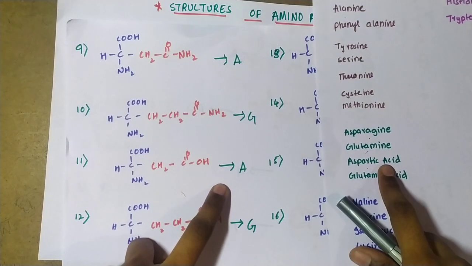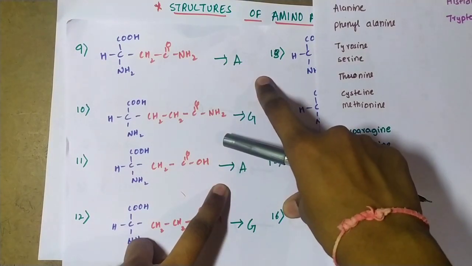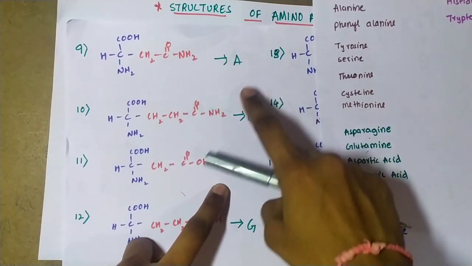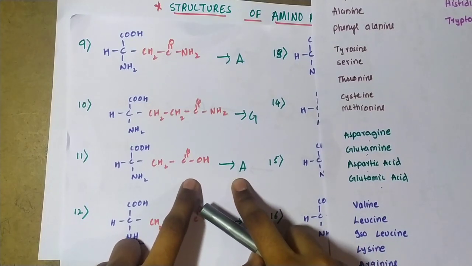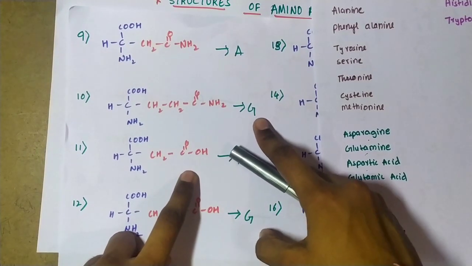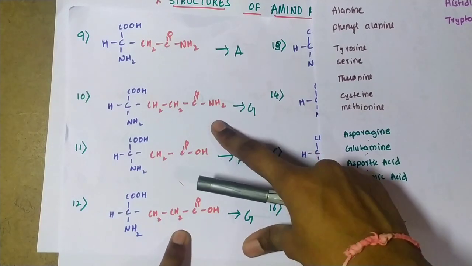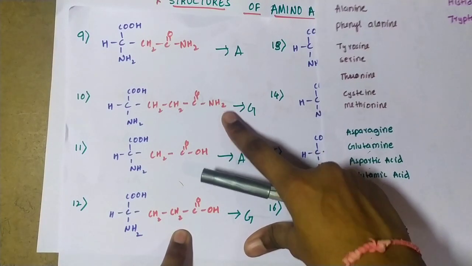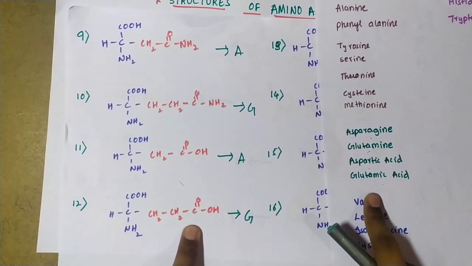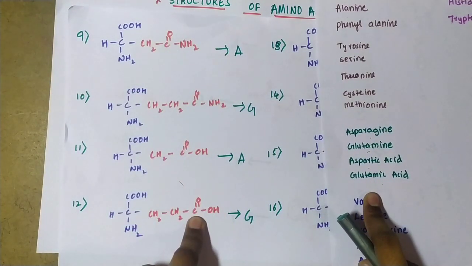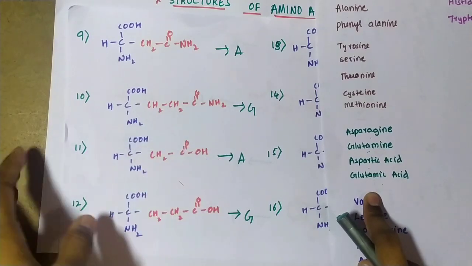Now if this NH2 group is replaced by OH, then it becomes the acid group. So we will call it aspartic acid. Asparagine is a base, so it has the NH2 group. If this NH2 group is replaced by OH, then we will call it aspartic acid. Similarly, glutamine has NH2. So if this NH2 is replaced by OH, then we will call it glutamic acid. So this is our second sentence, that is AG AG.